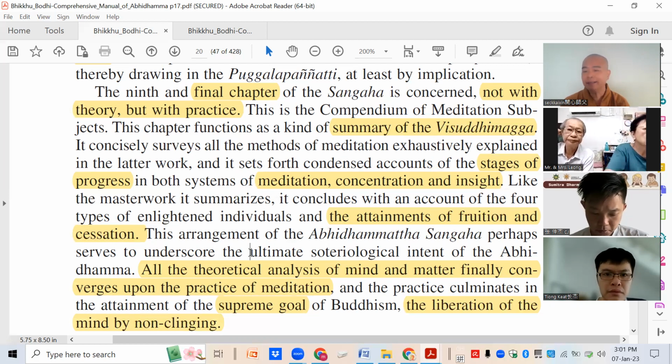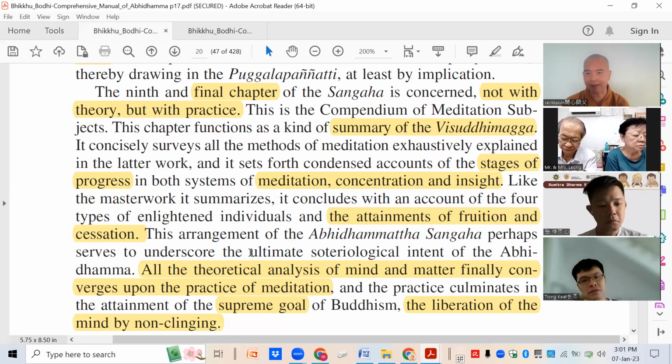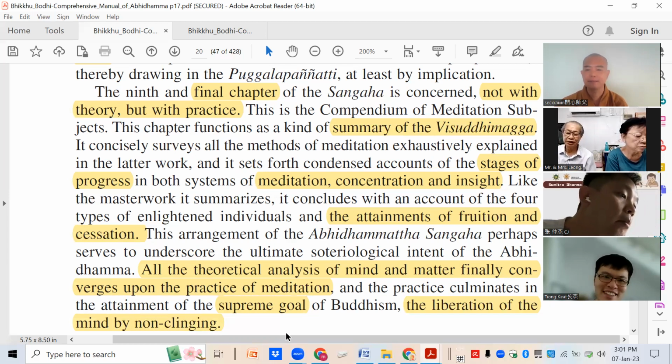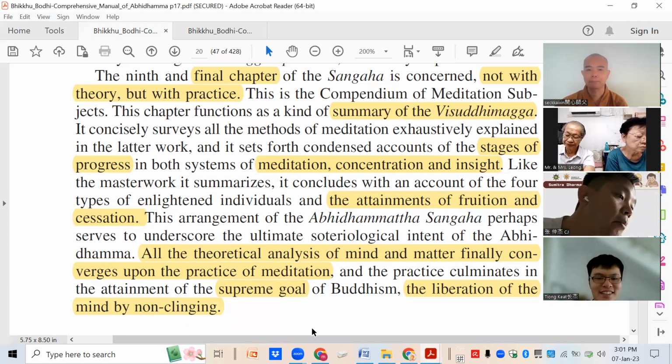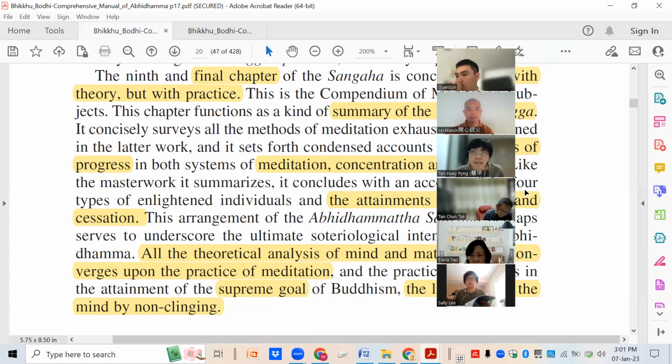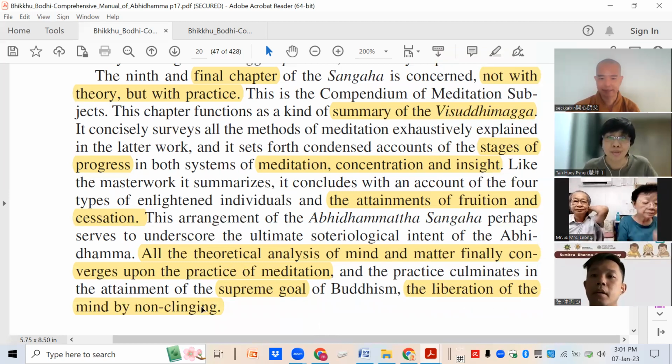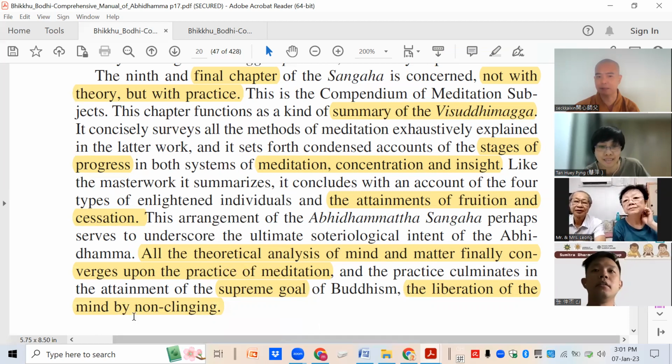Yes, Hui Ping, can you tell us what is the ultimate goal of studying Abhidhamma? You can get the answer in the last paragraph, in the last sentence. Nibbana, maybe? Yes, to be free. As you see here, the supreme goal is the liberation of the mind by non-clinging.